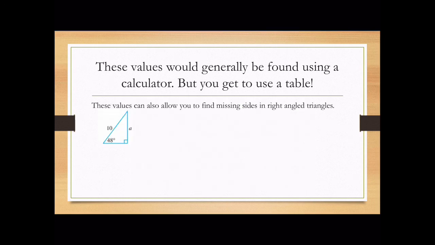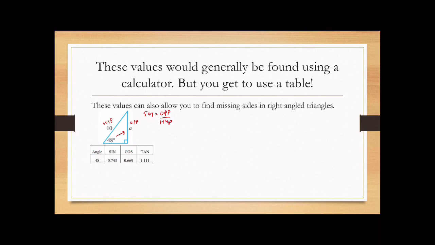First we have one here. We have a 48-degree angle. One side is A, another side is 10. We want to find the missing one. To do that, from the angle here, we work out what sides we've got. The one we want to find is straight across, so it's the opposite. The one we know is the hypotenuse. So we're going to use sine. Sine was opposite over hypotenuse. So work it out using the table.